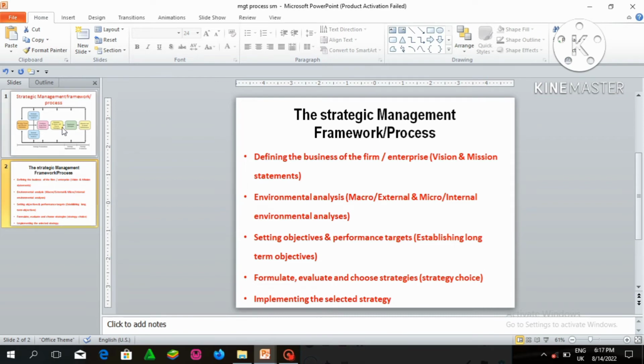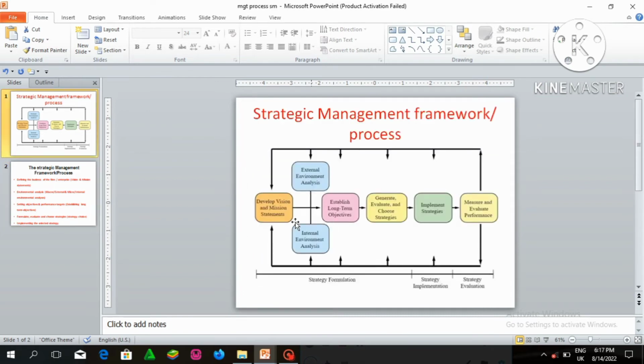So we are going to look at the process just here in illustration form. The first step is to develop the vision and mission statements. This is where you define the business. So from there, we shall carry out environmental analysis, and that is where we have the external analysis and then the internal environment analysis. After developing your mission and carrying out the analysis, you need to establish the long-term objectives. From there, we can formulate or generate various strategies, evaluate them, and eventually choose one strategy. So that is where we carry out strategy choice.